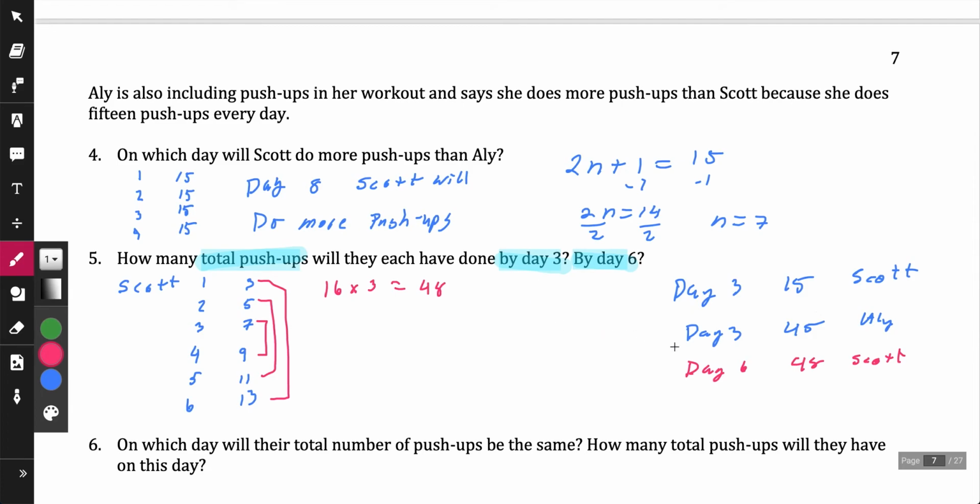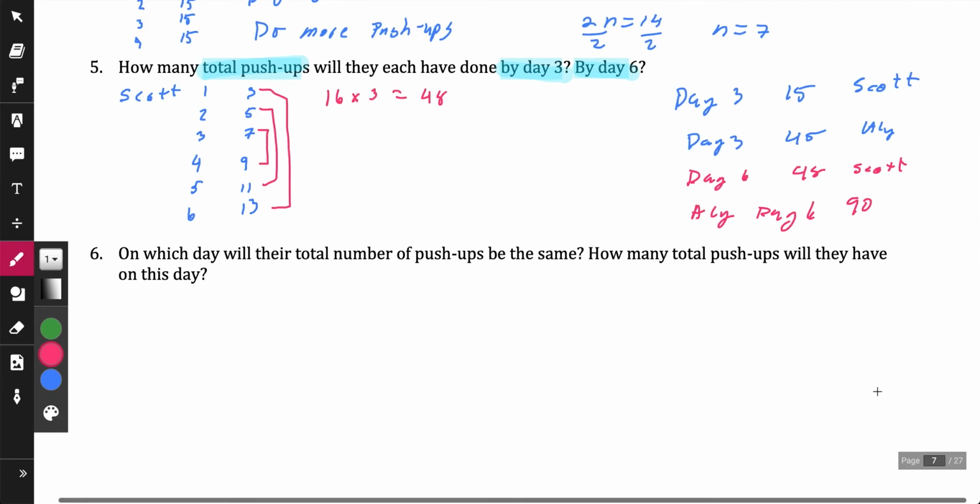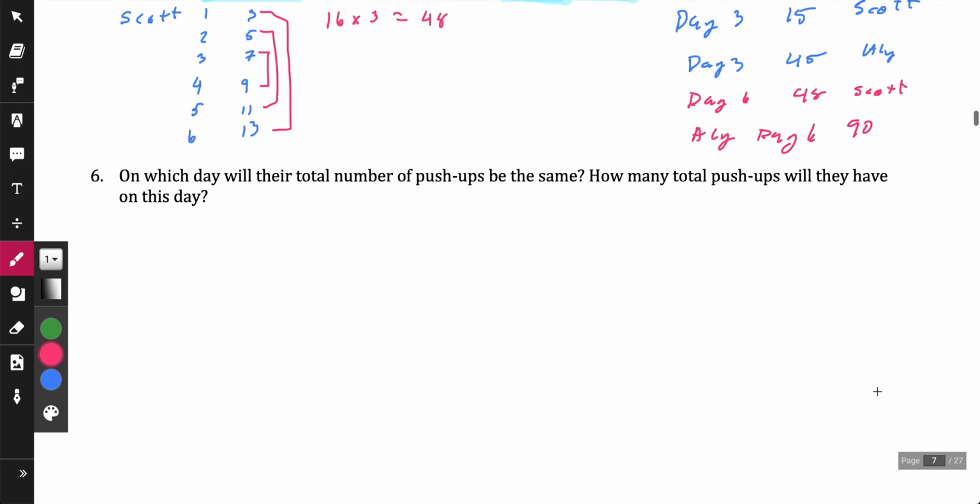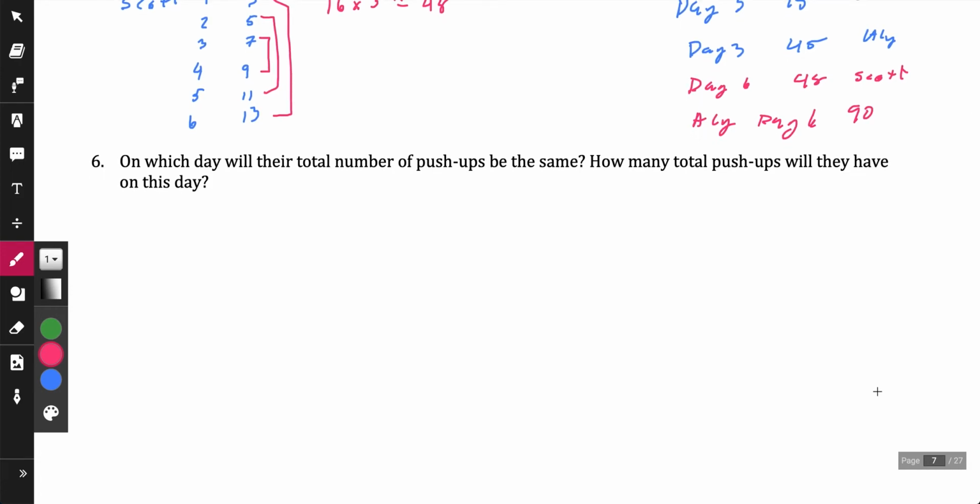While Allie is doing 15 a day, and 15 times 6 is 90. So Allie on day 6 is doing 90 push-ups. So now it says, on which day will the total number of push-ups be the same? How many push-ups will they have done on this day? So we're talking about the total amount of push-ups.